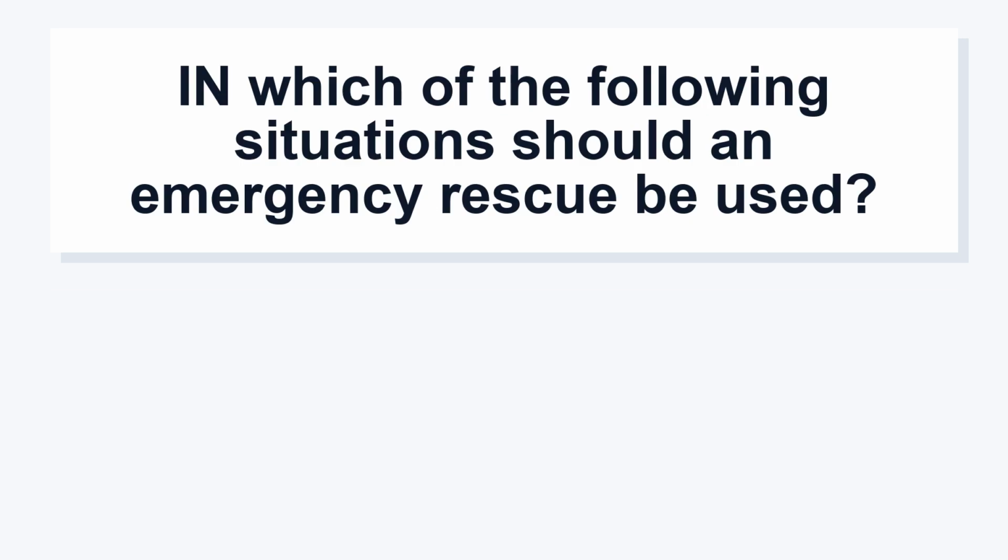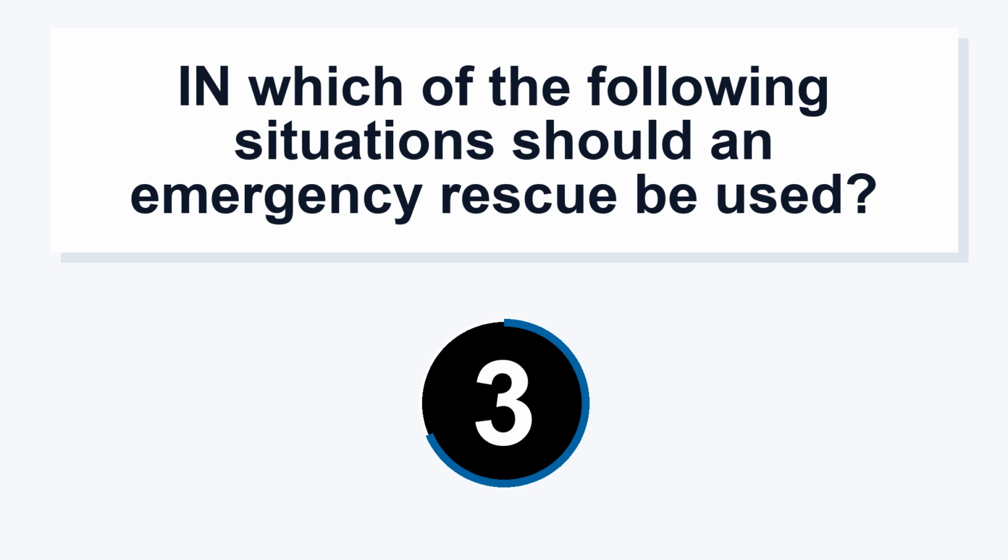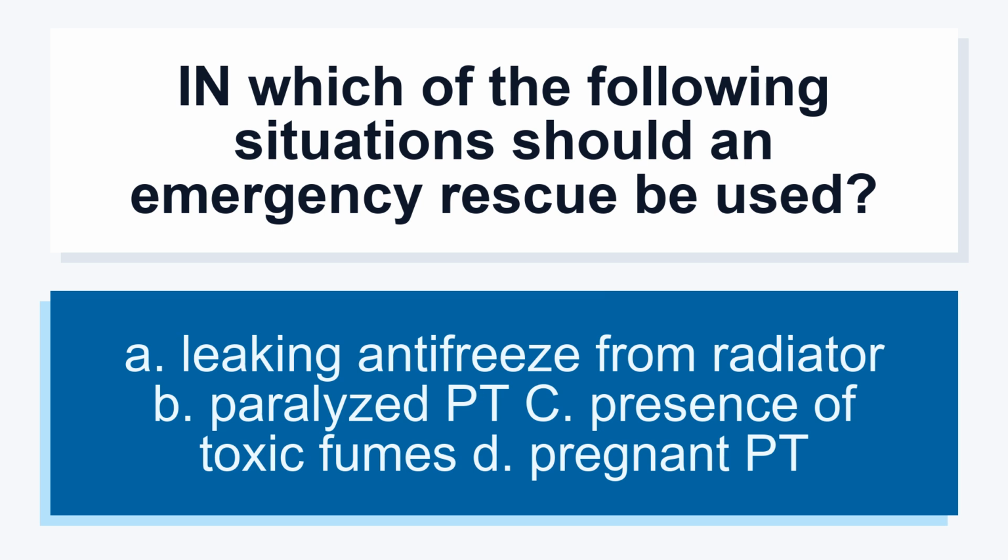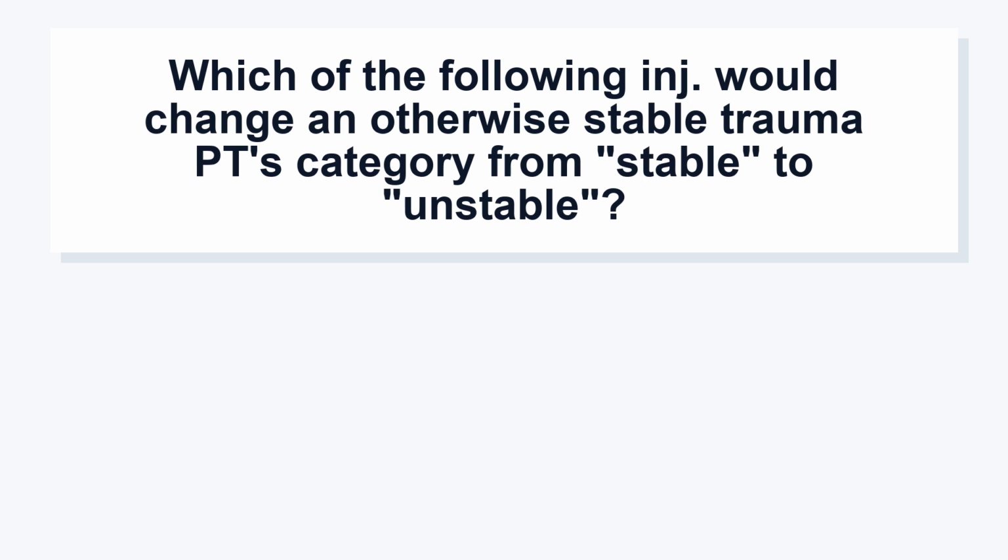In which of the following situations should an emergency rescue be used? A. Leaking antifreeze from radiator. B. Paralyzed patient. C. Presence of toxic fumes. D. Pregnant patient. Which of the following injuries would change an otherwise stable trauma patient's category from stable to unstable?